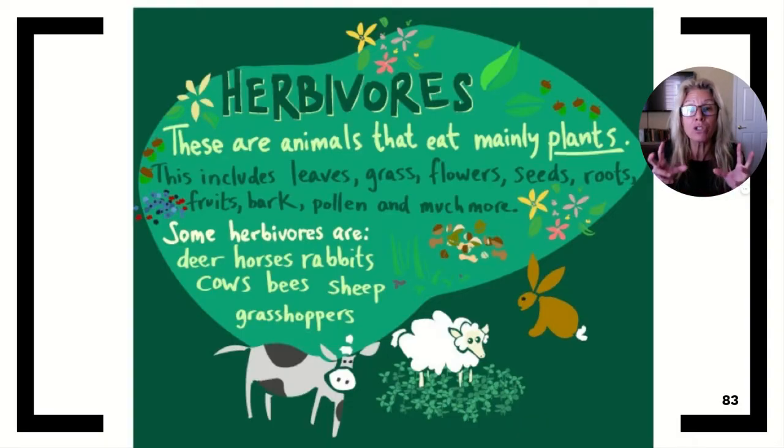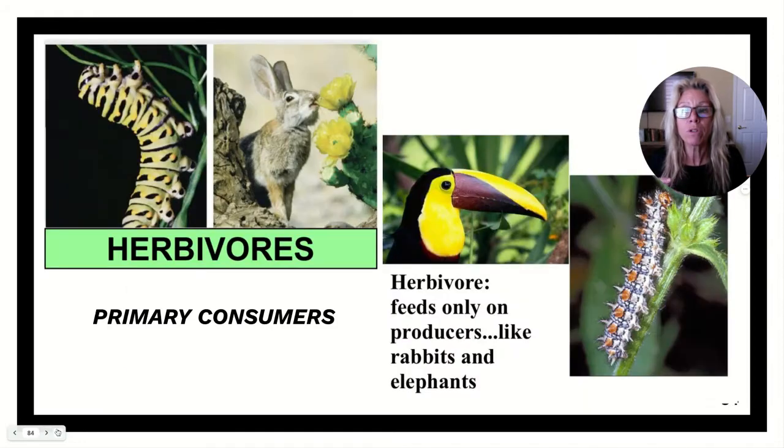But what biological herbivores are is they eat mainly plants. And I don't want you to just think plants, but think seeds and roots and bark, right, and pollen. Those are all considered herbivores. And on your notes for heterotrophs, you already have this. Herbivores are known as primary consumers because they're the first kind of consumer you have. And you are feeding on producers. So rabbits and elephants, those are primary consumers.